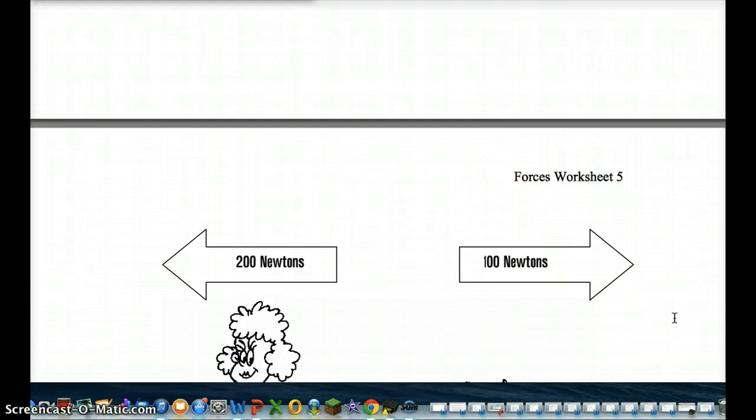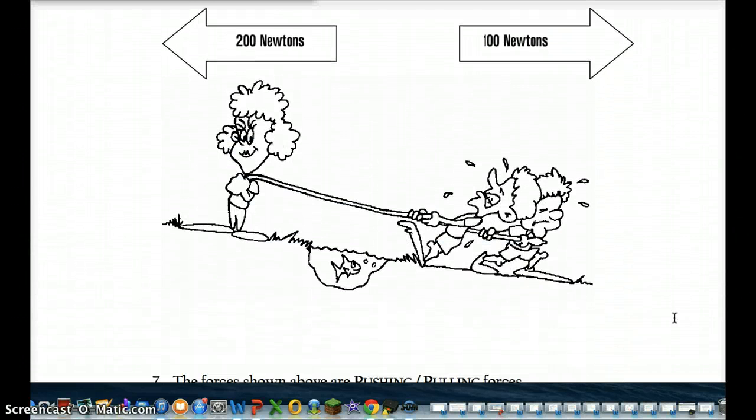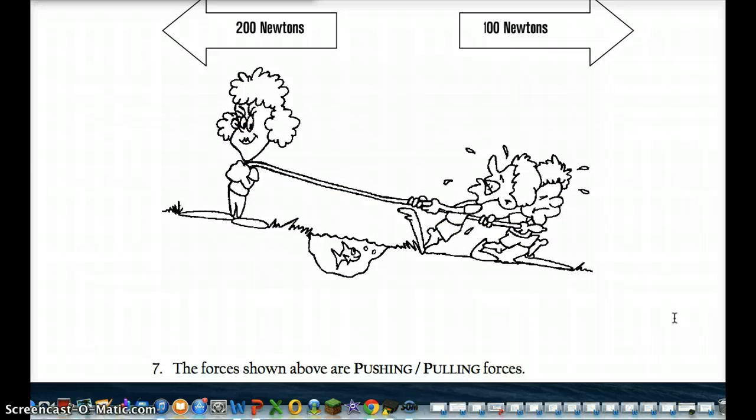On the second example, we have 200 newtons on the left, 100 newtons on the right. So now, knowing what we know about balanced and unbalanced forces: if it's balanced, they're equal and cancel each other out. If it's unbalanced, they're not equal, and one side is going to be stronger than the other.